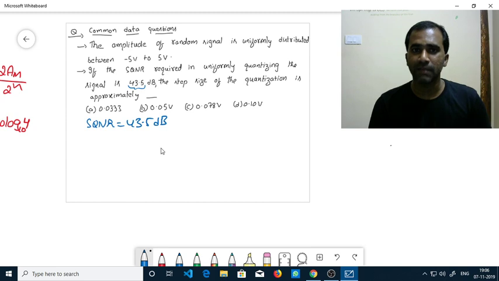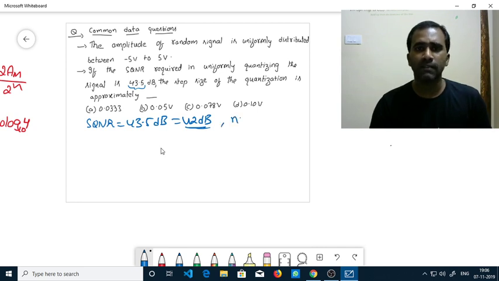It's a small mistake, I can say. But still, this is a previous question. Even though there is a small mistake, it's not a problem. We can do the problem correctly. Actually, it should be 42 dB, because since they have said it is a uniformly distributed signal, the answer should be 6n only, which means 42 dB should have been given. But fine, even if it is 43.5 dB.